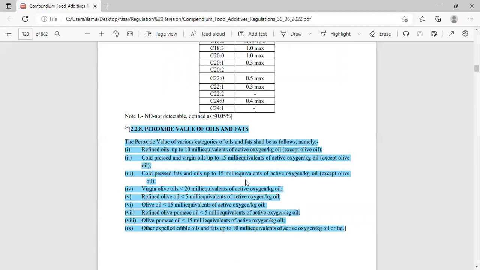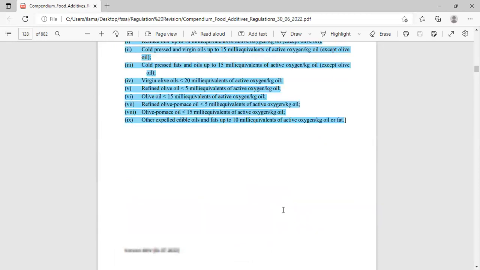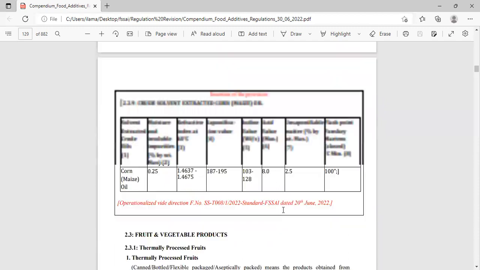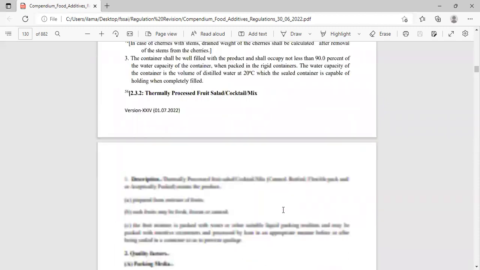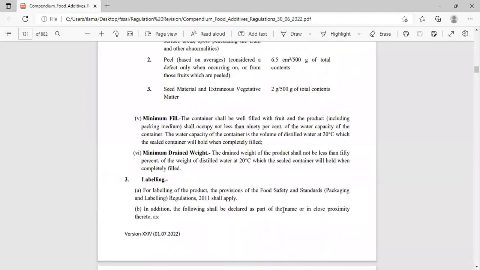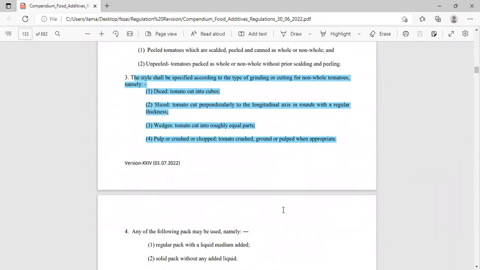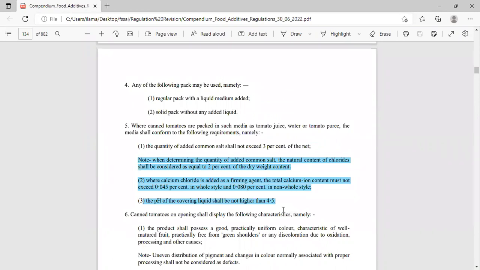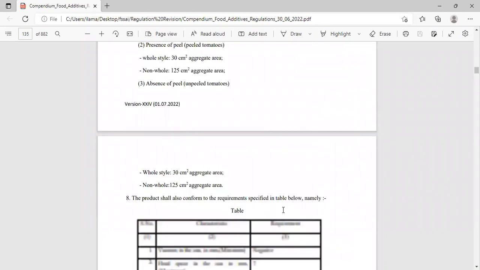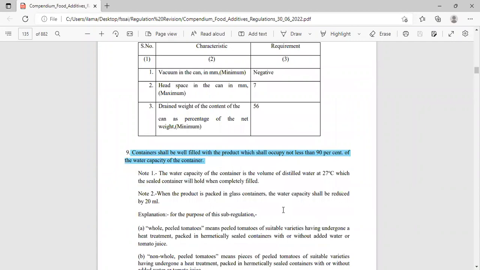And just go through these values if you have peroxide values if you have time. And here in fruits and vegetables, just go through what is the value for jams and jellies. And here is an important point.